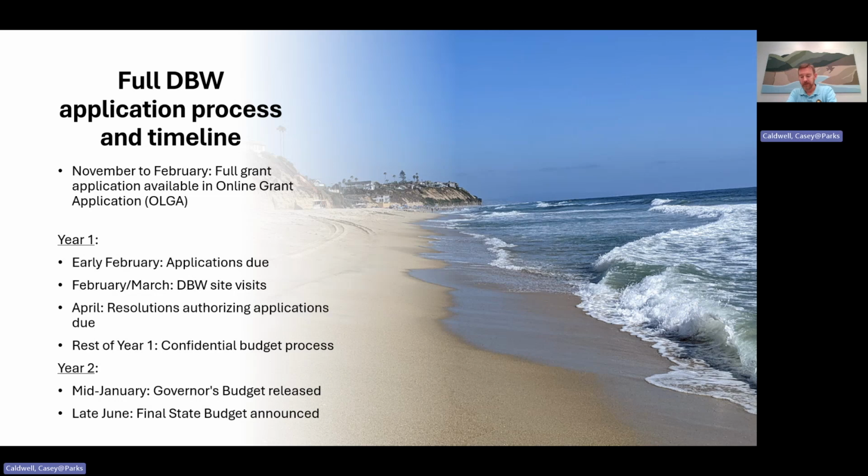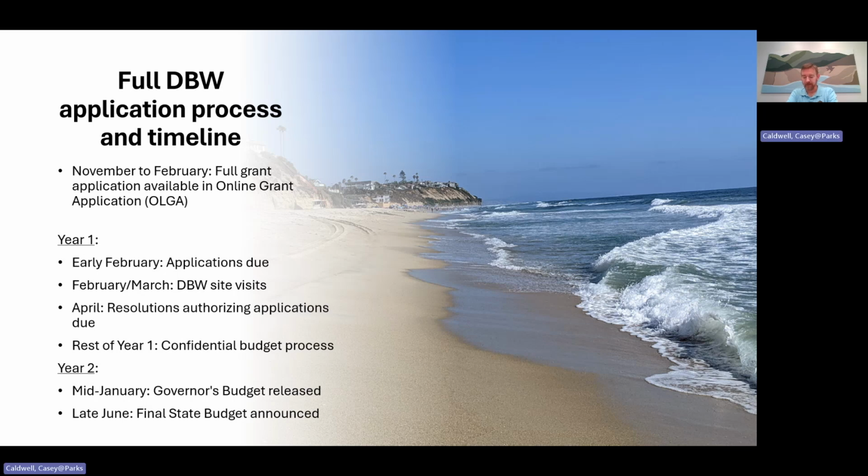So now I'll switch from the letter of intent to the next step, which is the full application. Here's the general timeline you can expect for the full application, which must be filled out in DBW's online grant application system, aka OLGA. The deadline generally falls around February 1st of each year, and we encourage all potential applicants to start early on the full application.